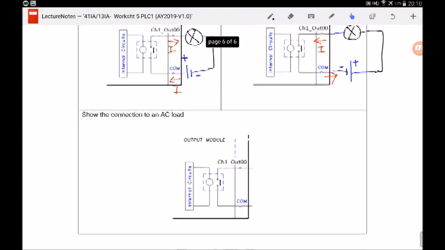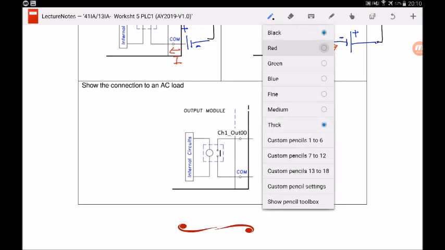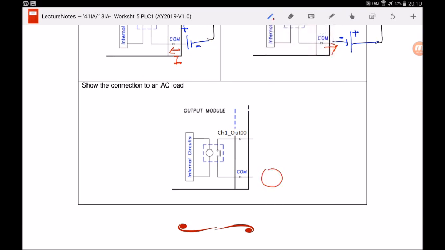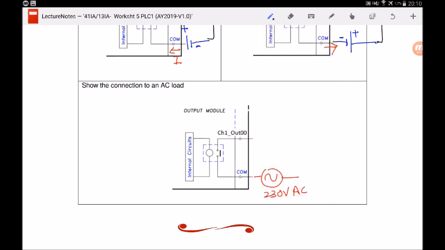And finally, we can also connect to an AC load. An AC load means you need an AC power source, an alternating current power source, 230 volt AC. And of course, with an AC power supply, you cannot connect a DC load. You need to connect an AC load. So in this case, I connect an AC light bulb.